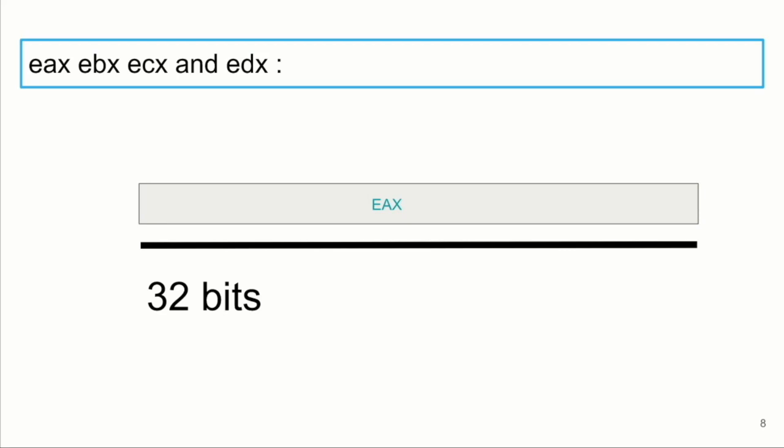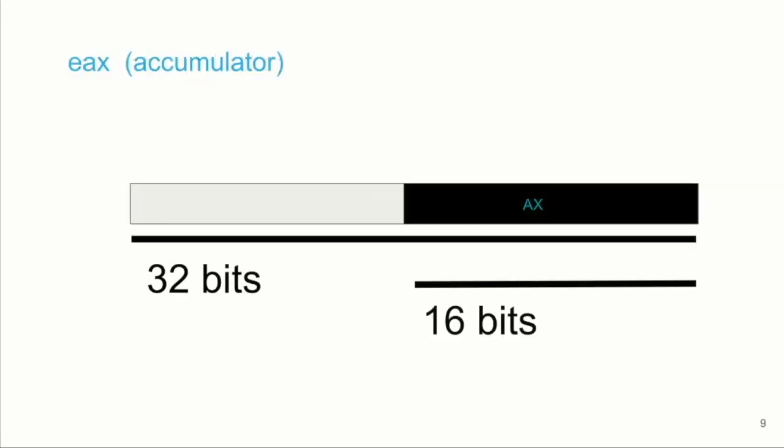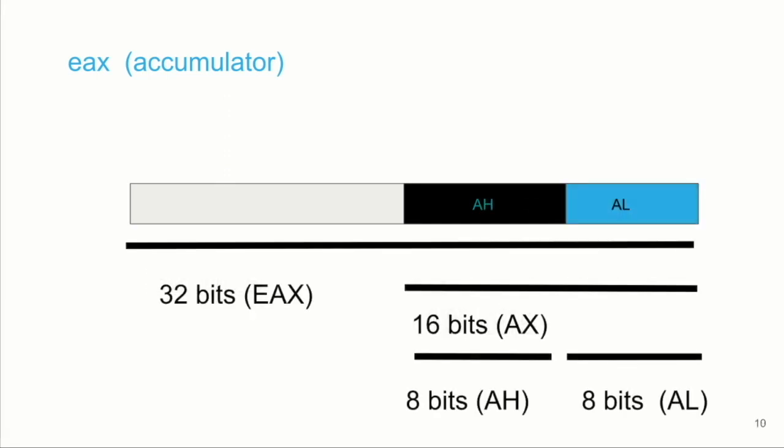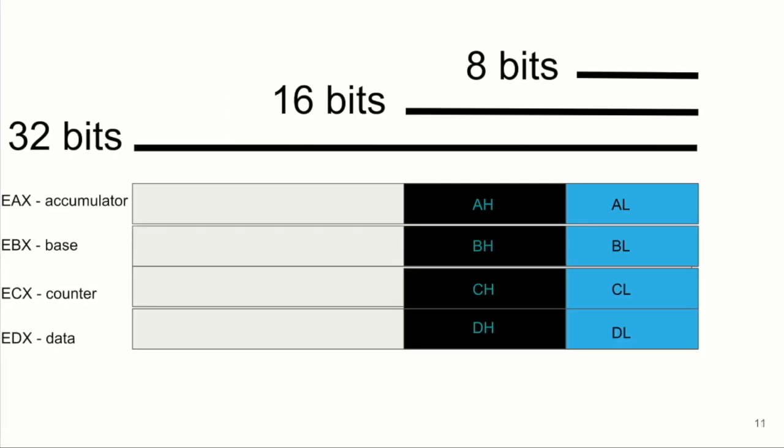Let's understand the EAX better. It is basically a 32-bit register. It is divided into two parts, that is 16 bits each. The lower one is called AX, which ranges from 0 to 15. This AX can further be divided into two of 8 bits each, which is AL ranging from 0 to 7 and AH from 8 to 15. It is the lower and higher portion respectively. The similar explanation goes for EBX, ECX and EDX.